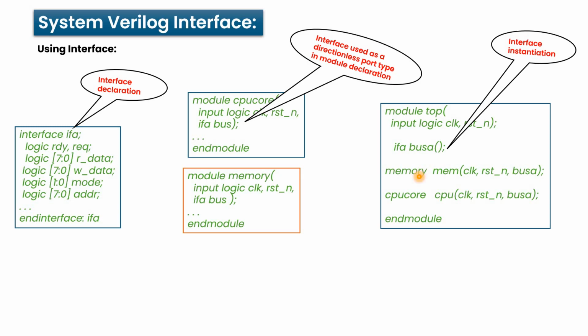Using an interface, this gets simplified. What we have to do is define an interface, and in this interface we declare all these signals which are common across different modules. So ready, request, read data, write data, mode, address, all of these are now part of this interface. And now how can we use this interface in our modules? This interface can directly be used in the port list of a module by using the interface name and an instance for it.